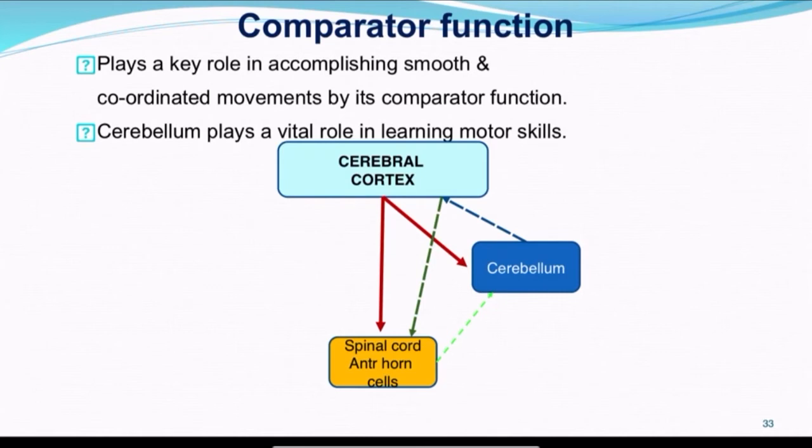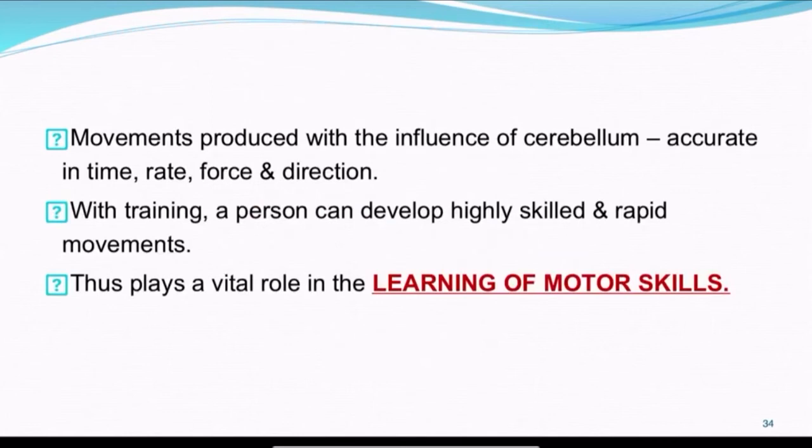Whatever impulses or commands are given by the cerebral cortex to the spinal cord are monitored and scrutinized, and if something goes wrong, information is sent to the cerebral cortex. The cerebral cortex will receive that impulse from the cerebellum and again correct the voluntary activity done by the muscles by the impulses received from the spinal cord. So the desired activity will be brought in by the correcting measures of the cerebellum, and that is what we call the comparator function of the cerebellum. Because of this, the movements now become accurate in time, rate, force and direction.